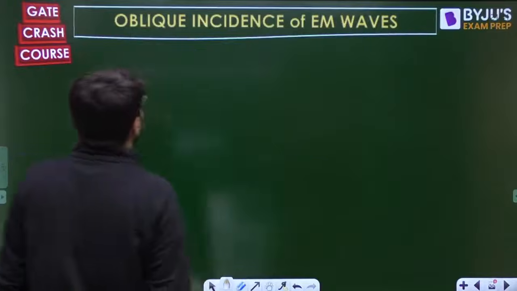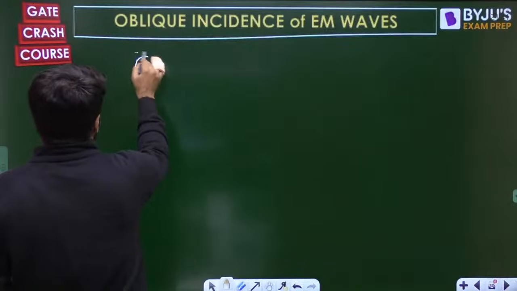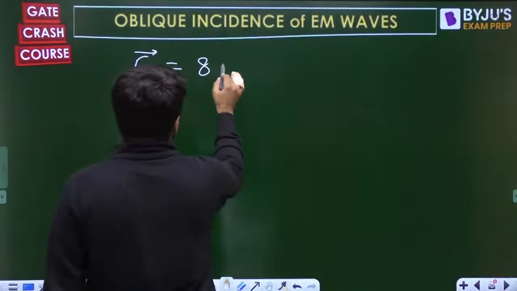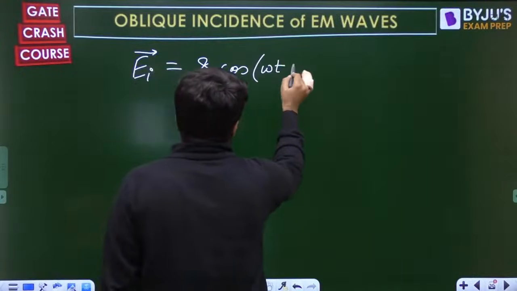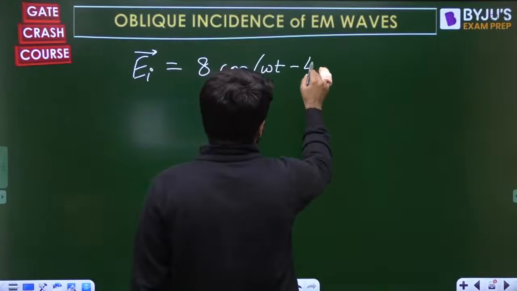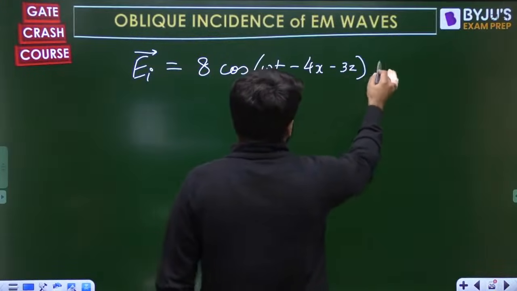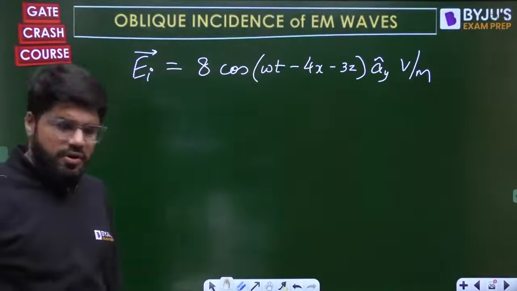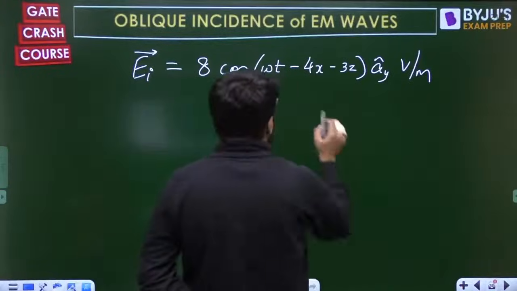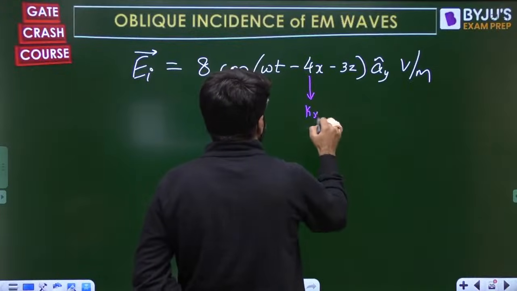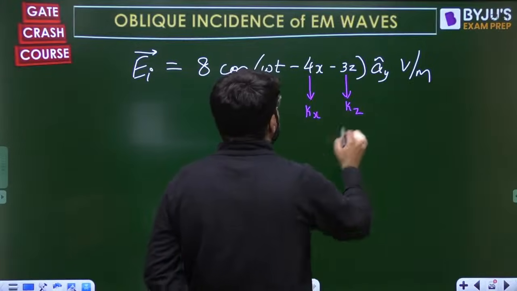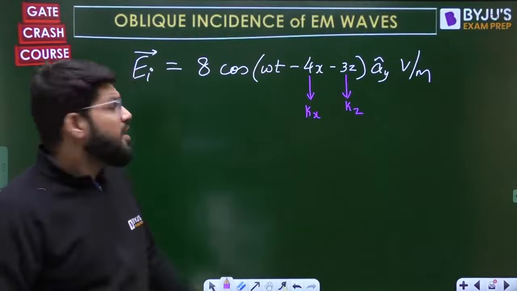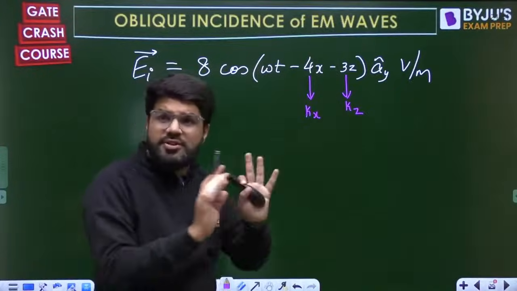Okay, so we have the incident electric field E_i equal to 8 cos(omega t minus 4x minus 3z) a_y volt per meter. Full concentration. This is going to explain all your concepts regarding oblique incidence. Now pay attention. This is known as Kx. This is known as Kz. If I compare with the general form omega t minus Kx x minus Ky y minus Kz z, I have Kx equal to 4, Kz equal to 3, there is no Ky.